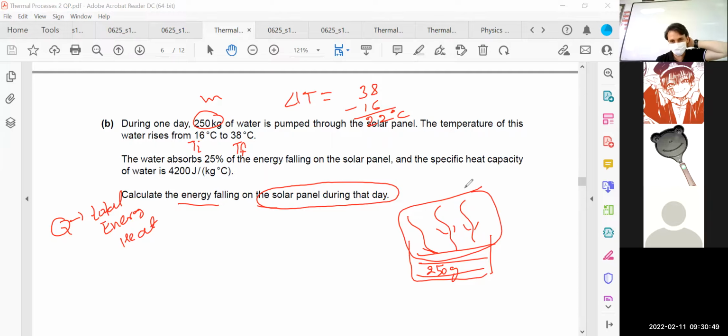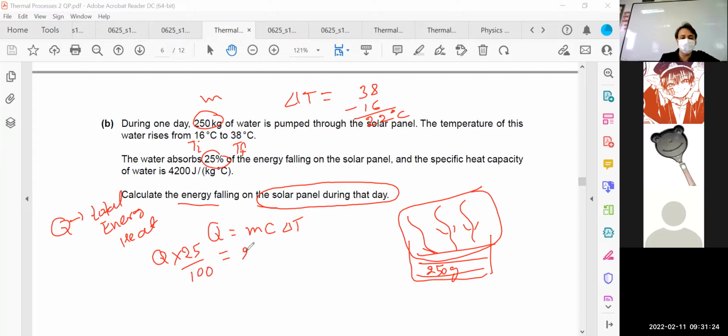You can do this question by many methods, but the one method which I prefer to explain to you is to apply the equation Q is equal to m c delta T. Mass is given, specific heat capacity is given, and the difference in temperature is given. Q is the total amount of heat energy, but as per the statement, only 25% of the energy is absorbed. So I can write 25% of Q, the total energy, is equal to the mass of water 250, specific heat capacity 4200, and delta T, which I already calculated, is 22.